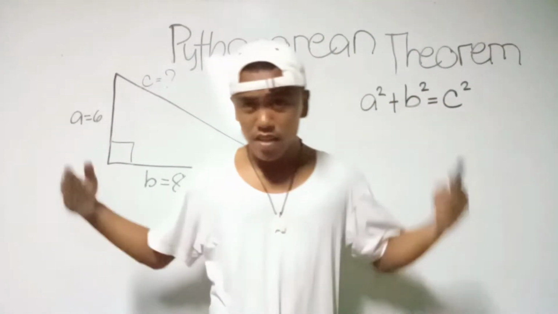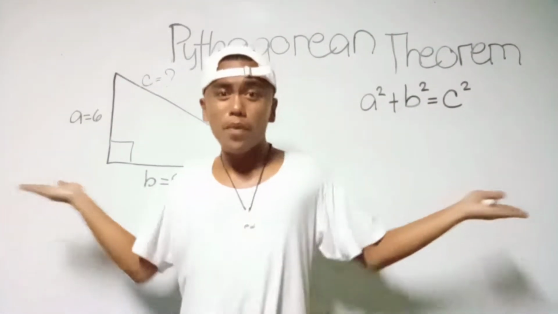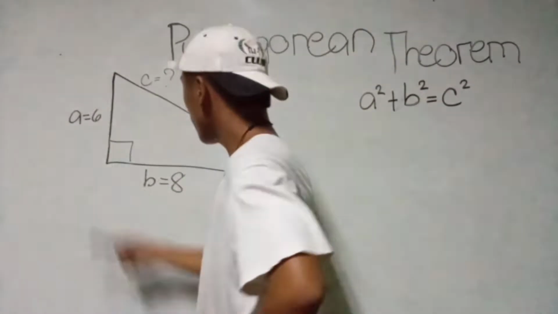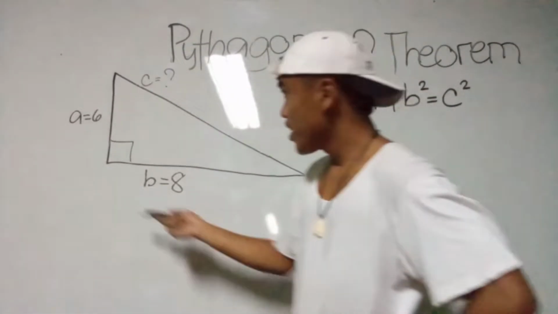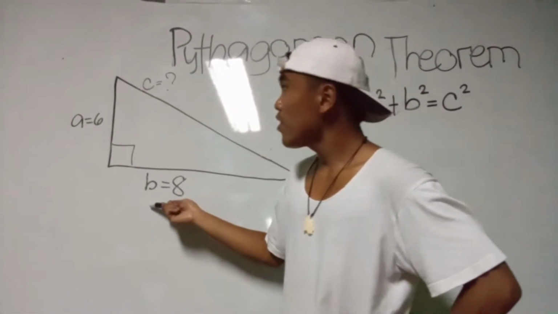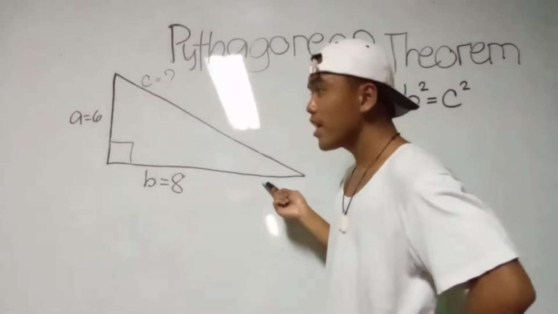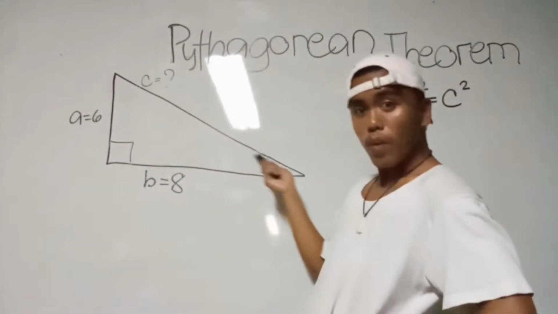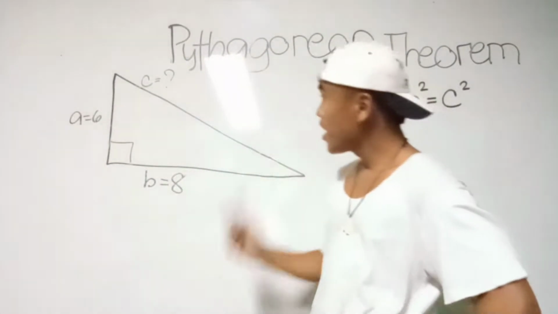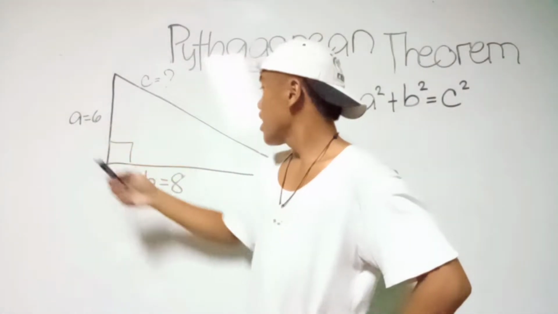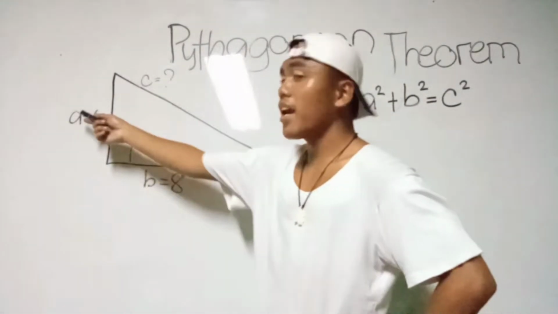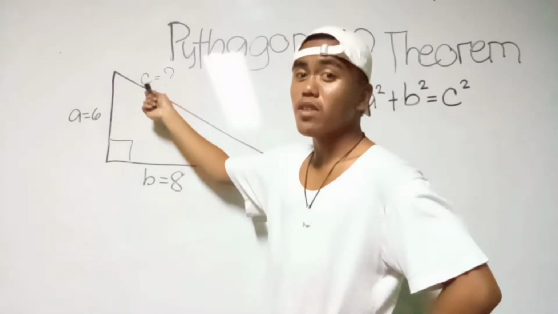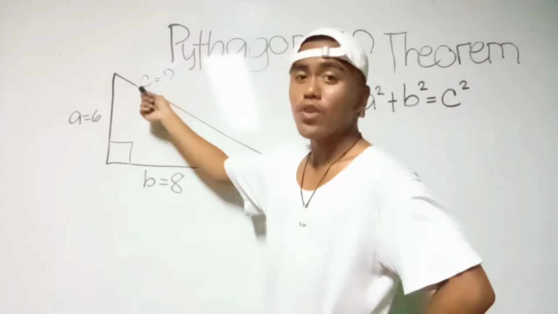So guys, here's the example on how to get the hypotenuse of the triangle. Notice here that I have drawn a right triangle. A and B are the lengths of the sides of the triangle, while C is the hypotenuse. A is equal to 6 and B is equal to 8. And we need to get the value of C.